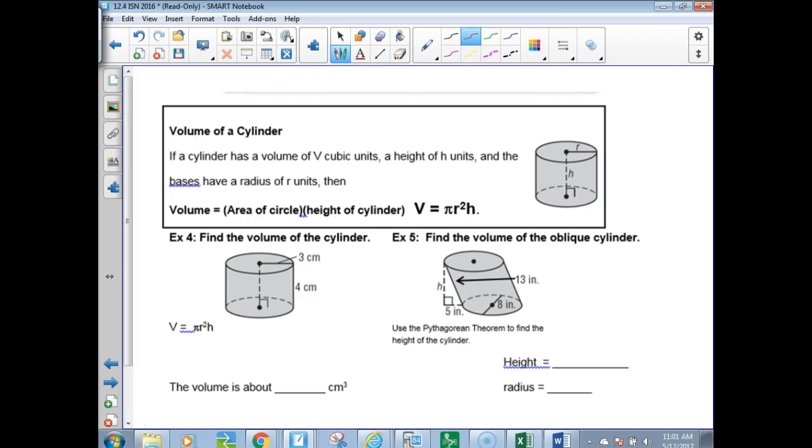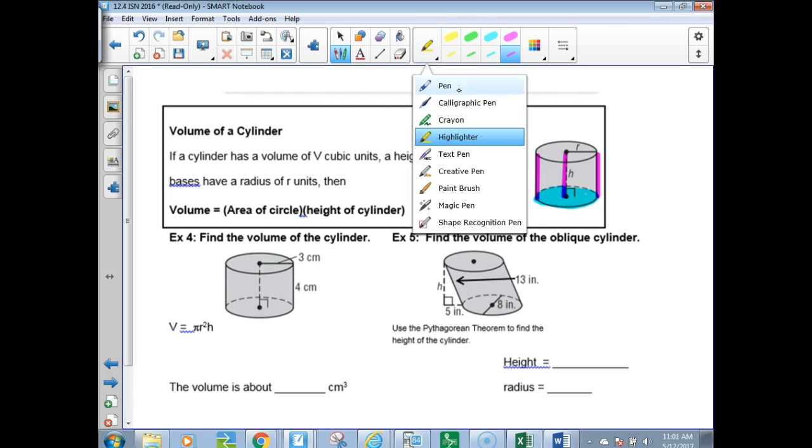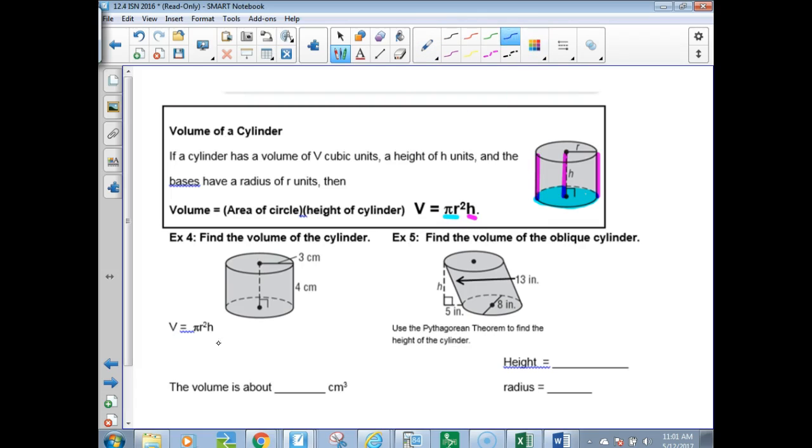The volume of a cylinder: since the cylinder has a circular base, its base area will be the area of a circle, of course. And that is where the pi r squared comes from, because we've studied the area of a circle to be pi r squared. And then we're going to multiply that times the height of the cylinder, which could be on the edge or could be in the center. It's basically the same formula, it's just now we have a circular base.